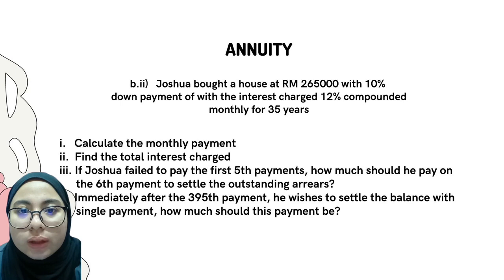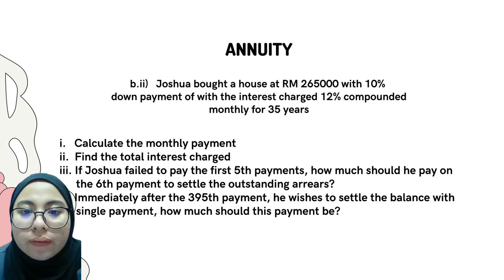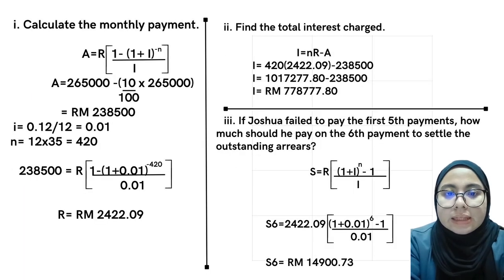The question B2 is: Joshua bought a house at 265,000 ringgit with a 10% down payment, of which the interest charged is 12% compounded monthly for 35 years. So, I will show how to calculate the monthly payment, the total interest charge, the payment to settle the outstanding arrears if Joshua failed to pay the first 5 payments, and the payment after the 395th payment to settle the balance.